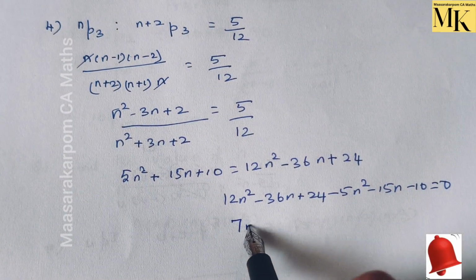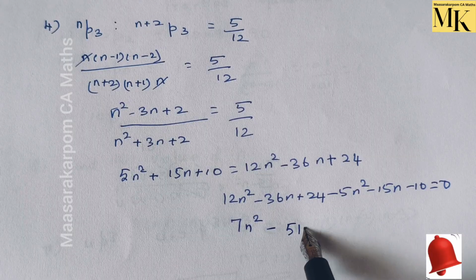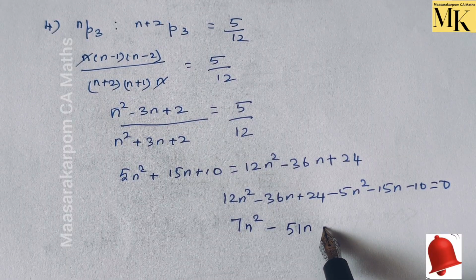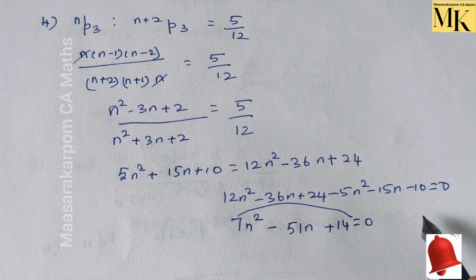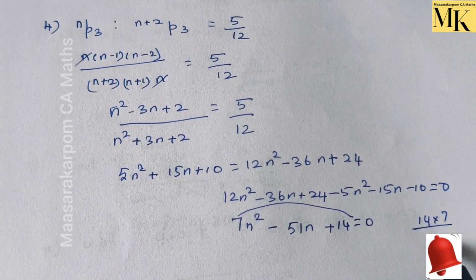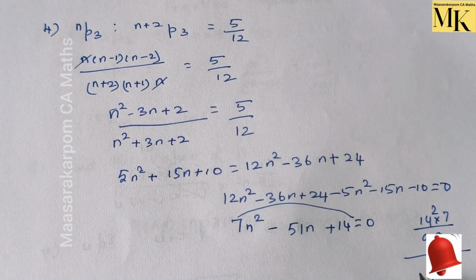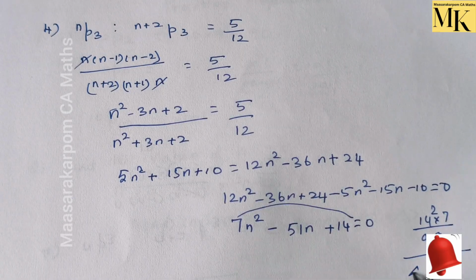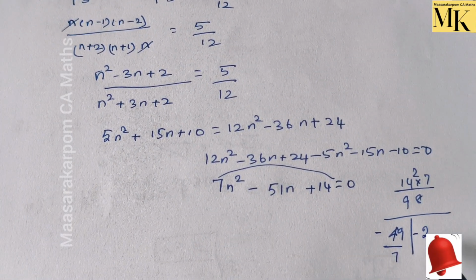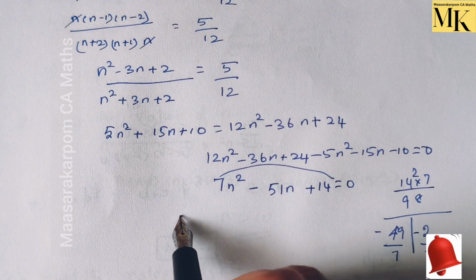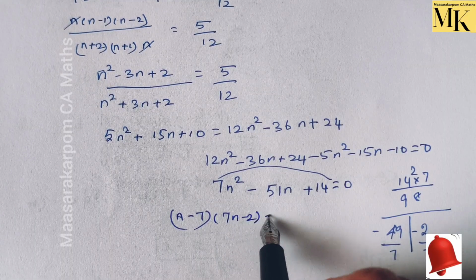Here, multiplying should give 14 into 7, that is 98, and adding should give 51, with minus 51. So the numbers are 49 and 2, both negative: minus 49, minus 2. Here you have 7, so you have to divide by 7. Then n minus 7 into 7n minus 2 is equal to 0. n is equal to 7 is the right answer.